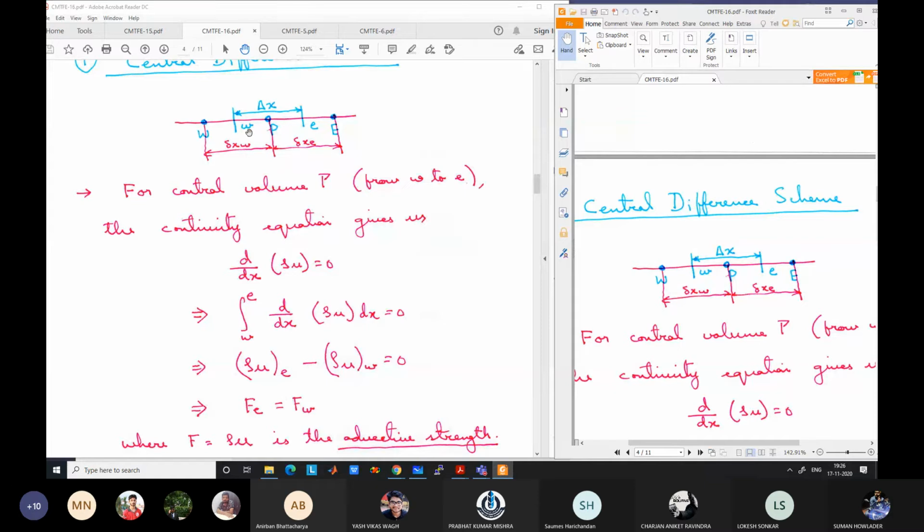From the continuity equation we get that the advective strength at the east face should be equal to that at the west face. So rho u at east should be equal to rho u at west. How this rho u at east and west is defined is a different issue. It means that at this interface we have to interpolate the rho u values. So I can write this as rho e u e. Somehow I have to interpolate the u values here, or we will see later that we can use something called a staggered grid, where the u's are defined at the interfaces themselves and are directly known.